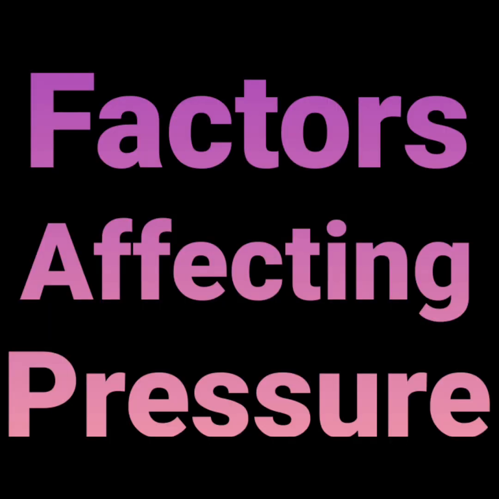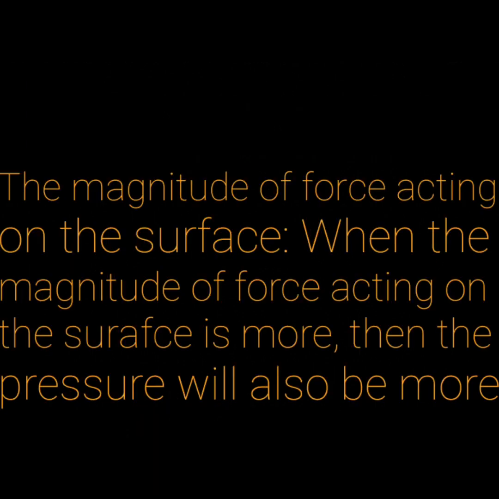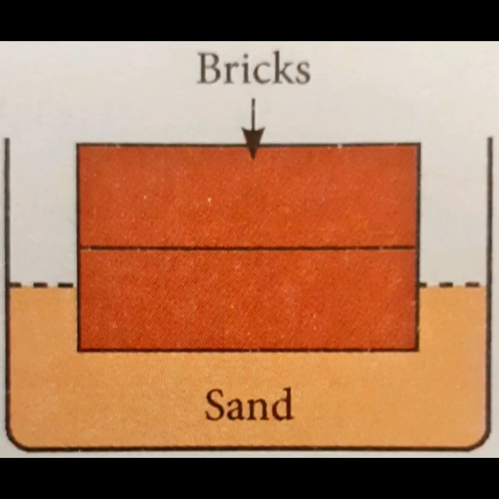Now, let us see the factors which affect pressure. 1. Magnitude of force acting on the surface. When the magnitude of force acting on the surface is more, then the pressure will also be more. Let us understand this factor with the help of an example. Case 1. Here, two bricks are placed on top of each other on sand. As there are two bricks, the pressure exerted by the bricks will be more. So, you will find a deeper impression of the bricks on the sand.